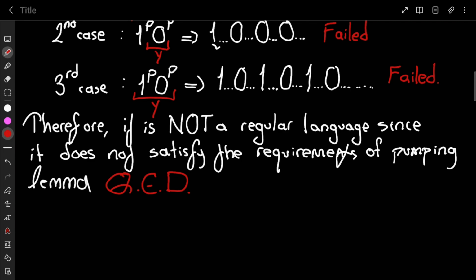Since the language is not regular, you can't use the finite state machine, because you can't draw any finite state machine which recognizes that language. In order to prove this language is not a regular language, you should use pumping lemma. And this is all for today's lecture.